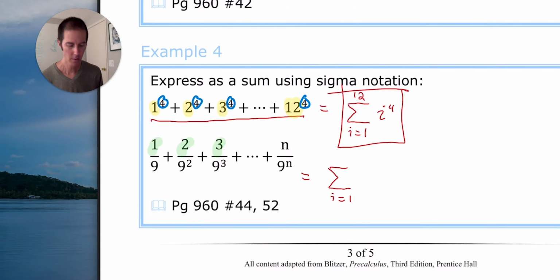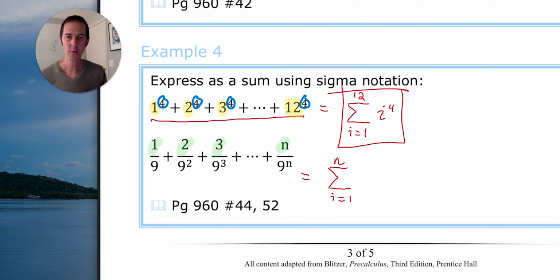And then, how high does that count go? We said that there's a 1 and a 2 and a 3, and this one looks like it goes all the way up to a value of n. That's interesting. I'm just going to go with it because that's what the pattern suggests I'm supposed to do: my upper limit is going to be an n.